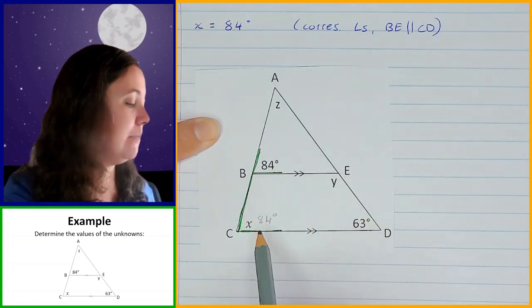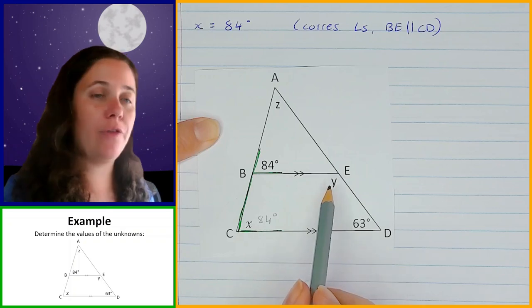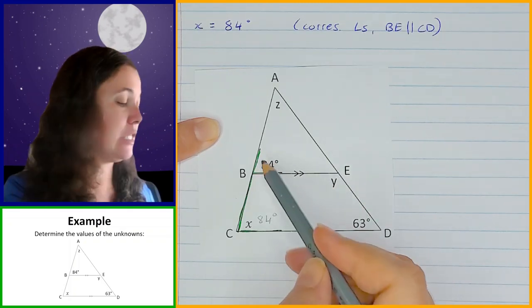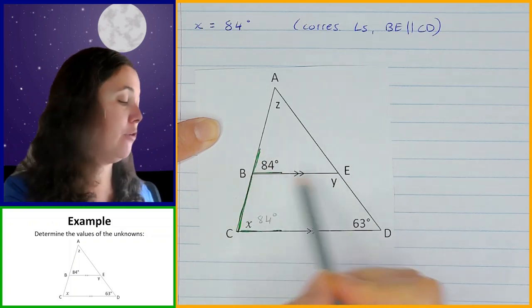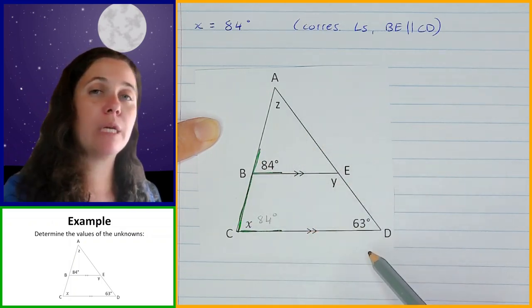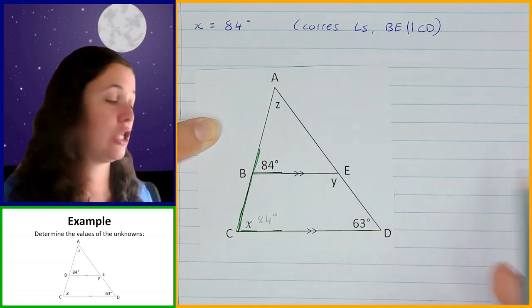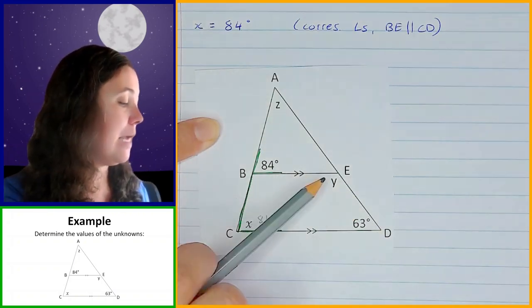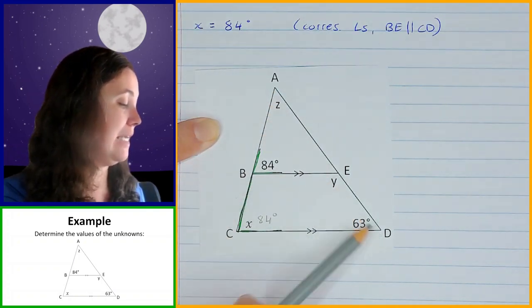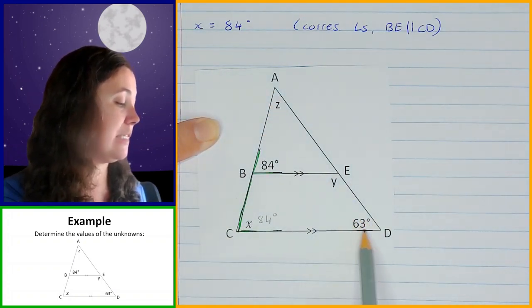The next thing I'm going to do is work out y over here. Now for y, I can't use the 84 degrees because it's not on the same transversal. Remember, when we have parallel lines, if there's more than one transversal, we have to make sure that the angles we're working with are on the same transversal as each other. So over here, angle y is by the transversal AD. So I need to work with this 63 degrees over here to work out what angle y is.